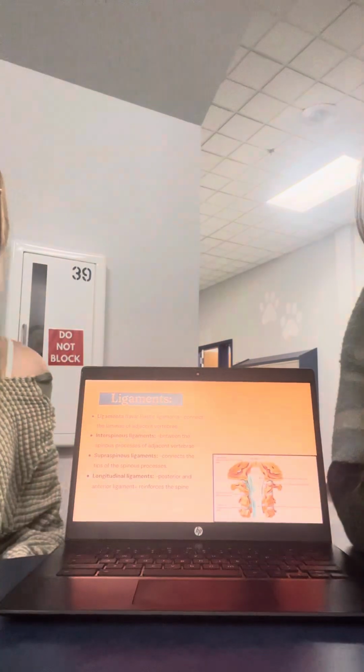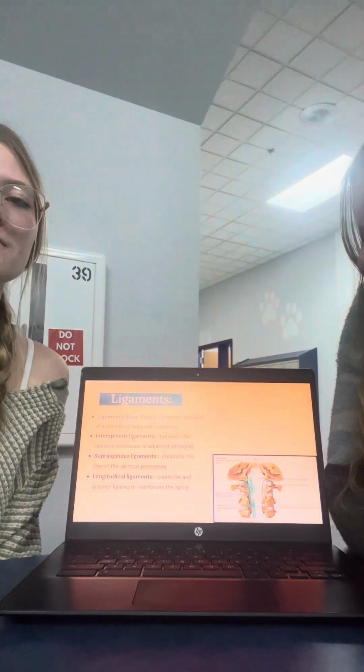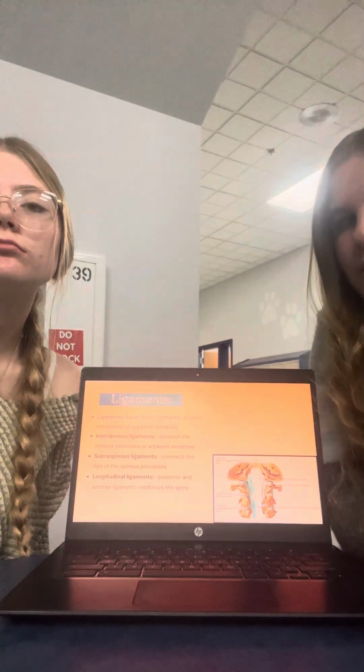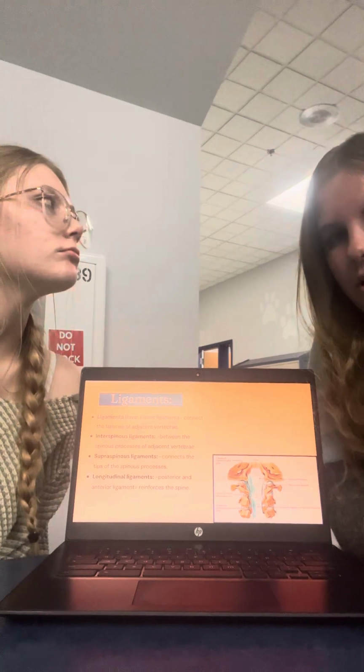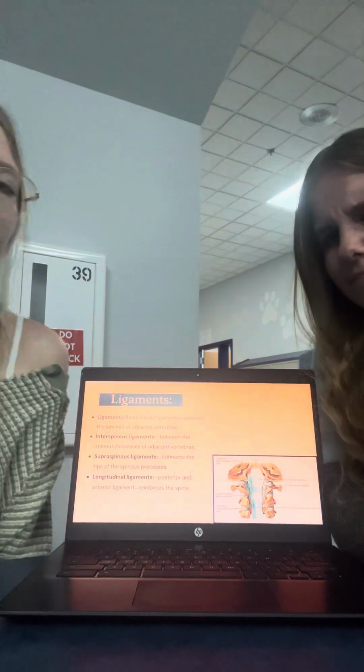Okay, and then next is the ligaments. There are four main ligaments. The ligamentum flavum, which are the elastic ligaments located on the laminae adjacent to the vertebrae. Next are the interspinous ligaments, between the spinous processes. Third, the supraspinous ligaments, which connect the tips of the spinous processes. And then the longitudinal ligaments, which go all along the back side of the vertebrae, on the posterior and anterior sides, and reinforce the spine.